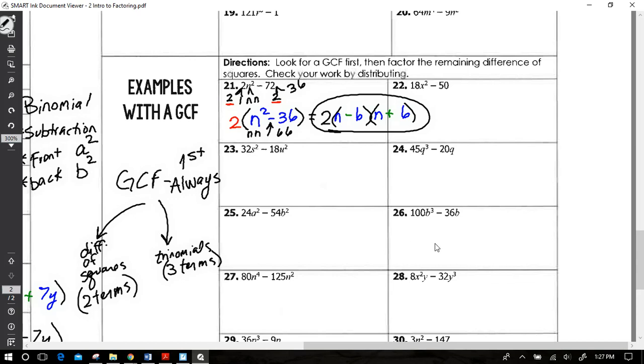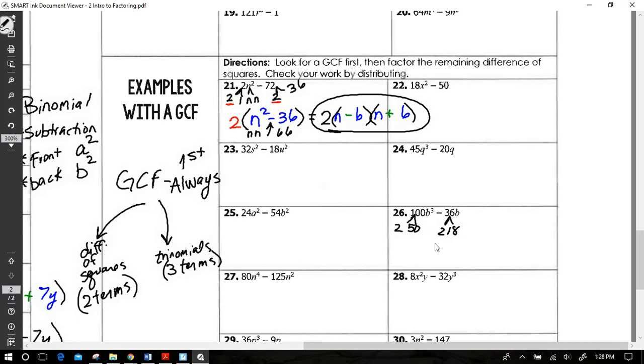Let's do number 26. We can do number 26. So I'm going to break this down. I see 100 is easily 10 times 10. And then I have B, B, B. 36. Actually, I could get 6 and 6, but I want to make these numbers smaller. I've got to find a number that comes out of them both. So let's try 2. 2 times 50 is 100. 2 times 18 is 36.